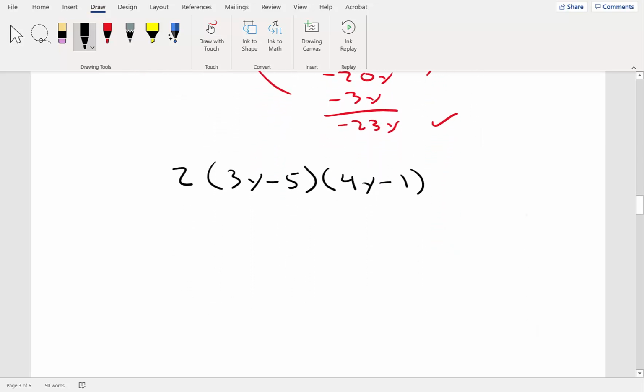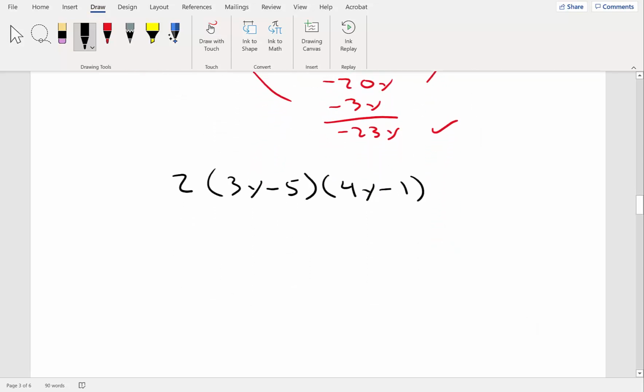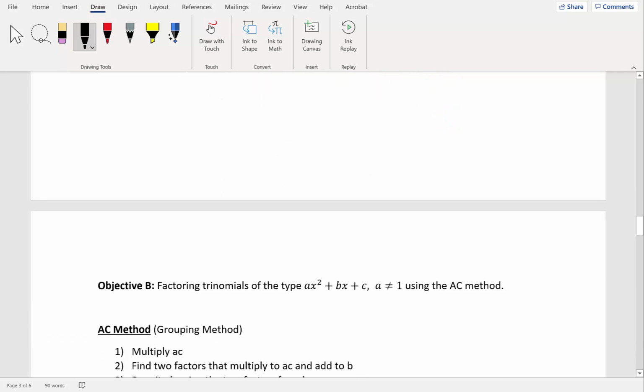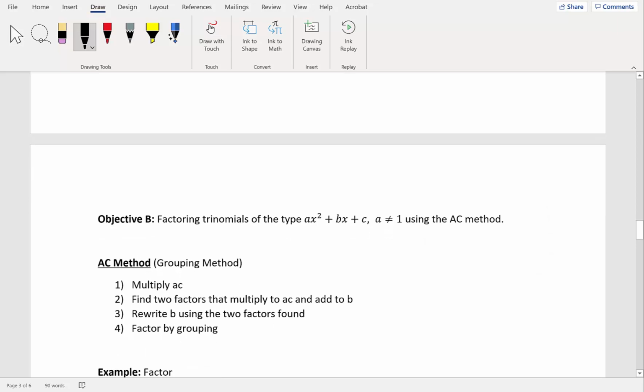Now let's take a look at another method for factoring these same type of trinomials. This is a more systematic approach. So this is our next objective, factoring trinomials of the type ax squared plus bx plus c, where a is not equal to 1. We're going to be using something called the AC method, also known as the grouping method.